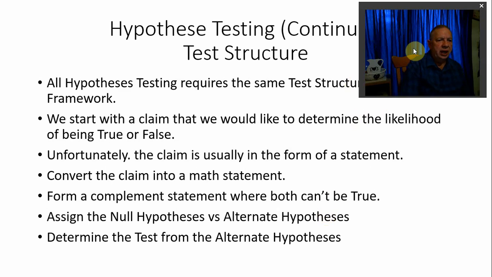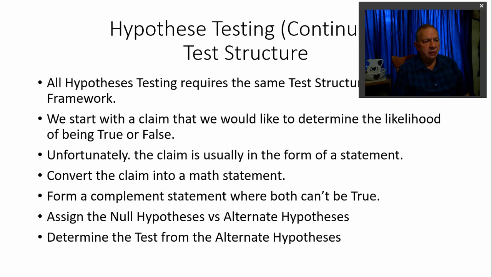So for hypothesis testing, all hypothesis testing requires that same test structure, or framework. This framework we build around the claim. So we start with a claim. If we don't have a claim of something that we're testing for, we don't do anything. We start with the claim, and then we would like to determine the likelihood of that claim being true or false.